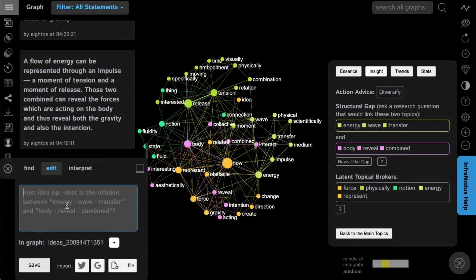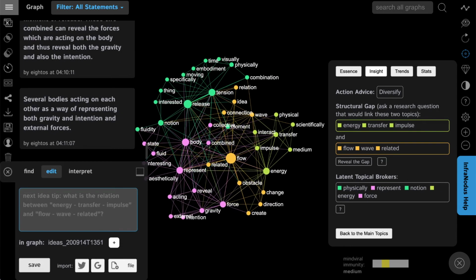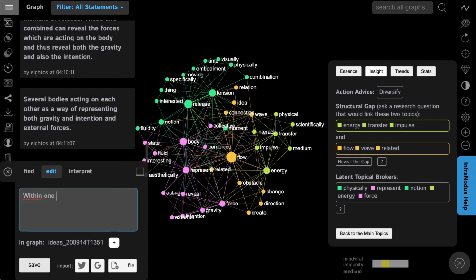Energy transfer revealed the body. So how can we reveal the energy transfer through the body? Let's say we already talked about a communal body, so several bodies acting on each other as a way of representing both gravity and intention and external forces, but also within one body, the transfer of impulse can be represented with tension followed by a release, directed tension, so we can see where it's going, so we can see the direction of the flow.